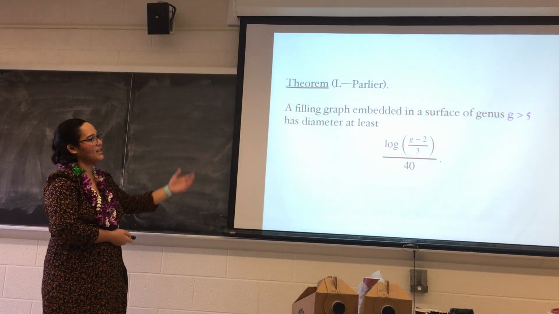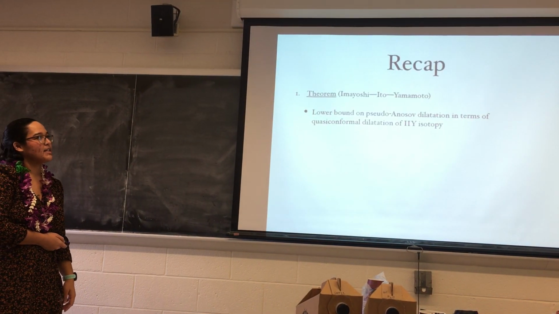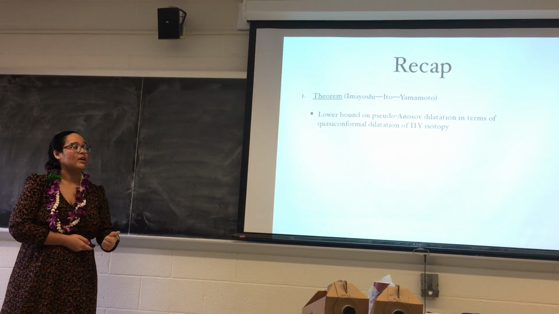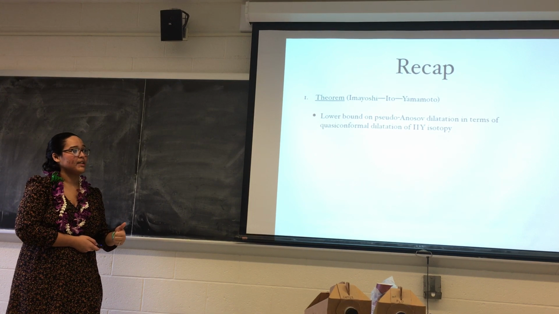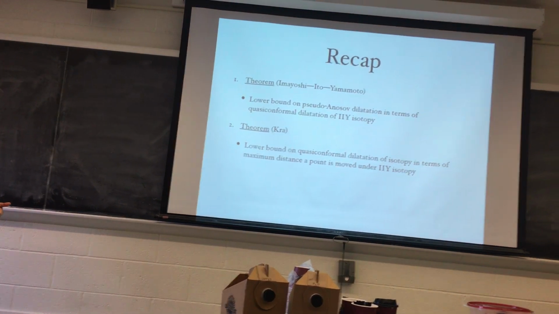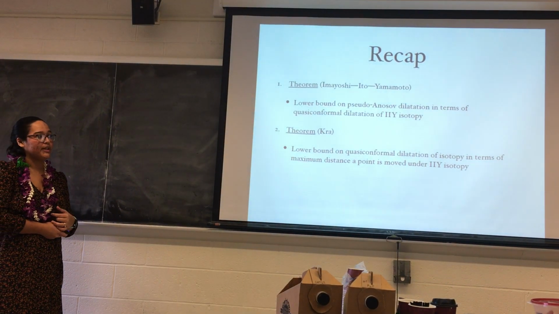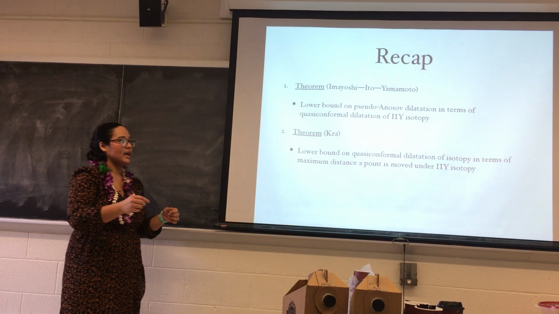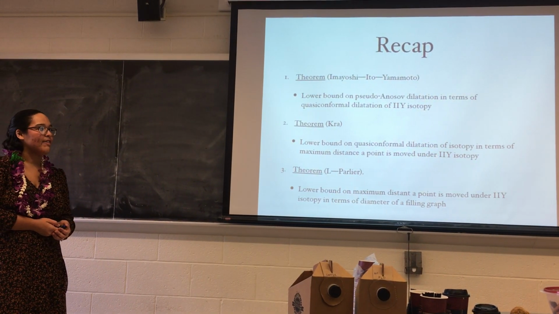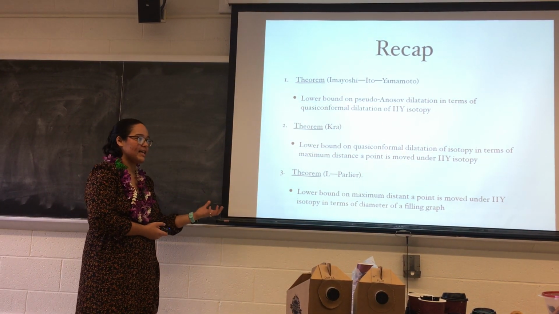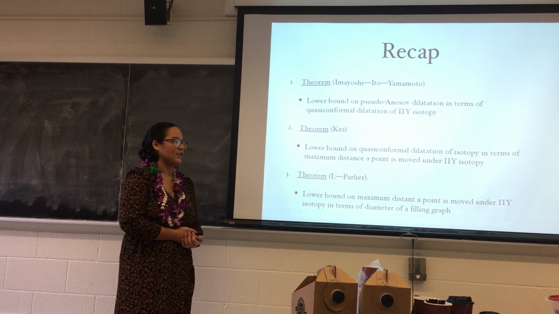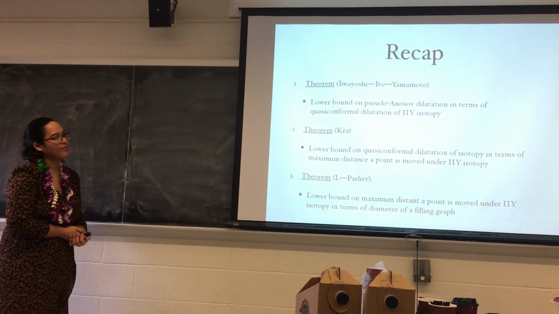And so the recap, because I know there's a lot of different parts in this, is that Imayoshi, Ito, and Yamamoto give us this really nice isotopy, which gives us a lower bound on our pseudo-Anosov dilatation in terms of the quasi-conformal dilatation. Then we have this result of Kra, which allows us to give a lower bound on the quasi-conformal dilatation in terms of the maximum distance a point is moved under our isotopy. And then we give a bound on how far a point has to be moved, and we do that in terms of the diameter of this filling graph.